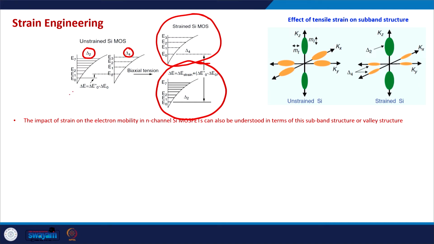So in unstrained silicon, all the 6 valleys are very close to each other. In strained silicon, 4 valleys are way above these 2 valleys.